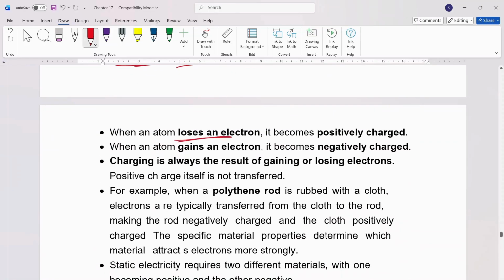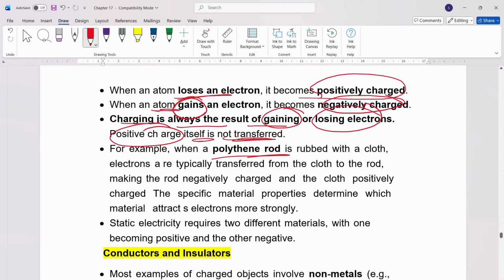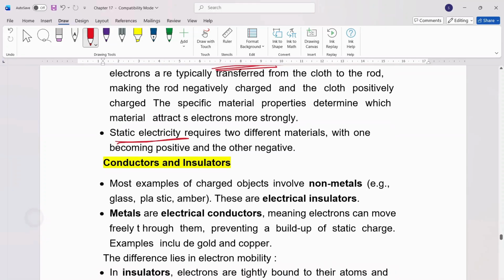When an atom loses an electron, it becomes positively charged. When an atom gains an electron, it becomes negatively charged. These points are very crucial to remember in the exam. Charging is always the result of gaining or losing electrons. Positive charge itself is not transferred. Example of the polythene rod: we have already discussed that when rubbed with the cloth, how do the electrons flow? Similarly, static electricity requires two different materials, with one becoming positive and another negative.